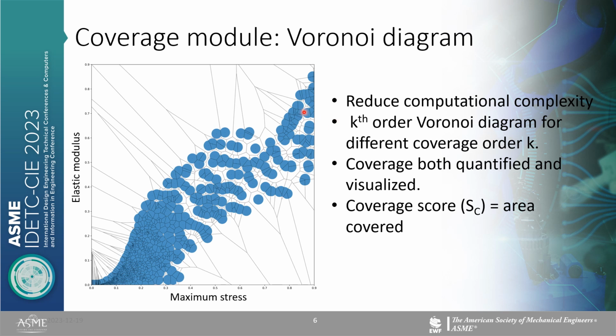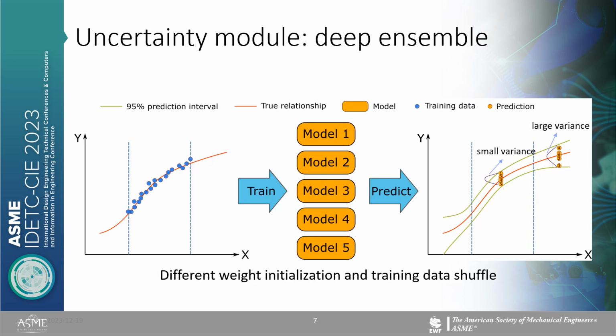We used Voronoi diagram to compute data coverage and reduce the computational complexity. The coverage score is the area or volume covered by the dataset. We implemented deep ensemble to build the uncertainty module. This is a simple example of how it works.